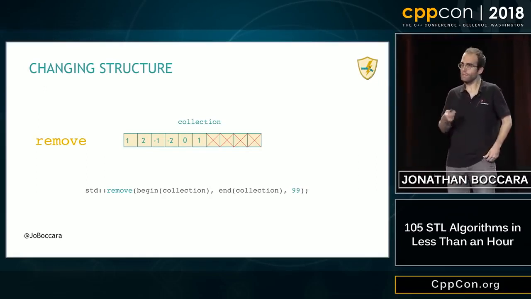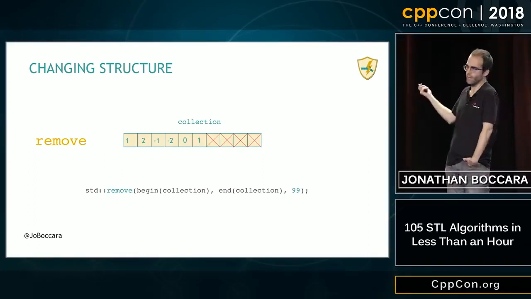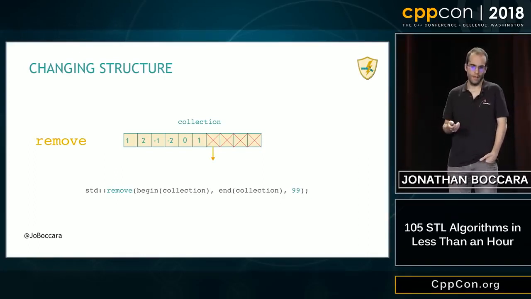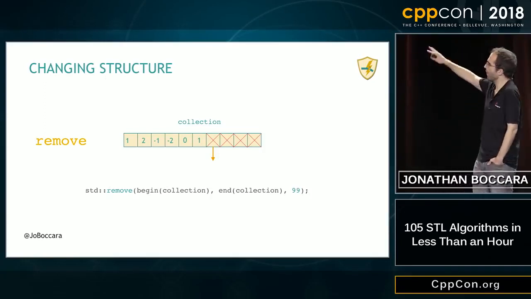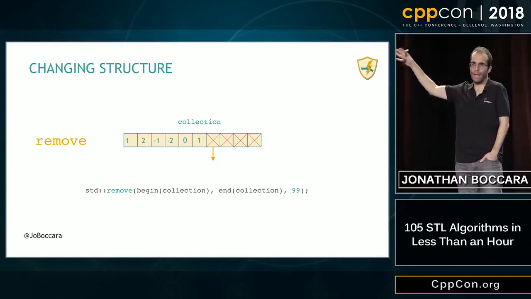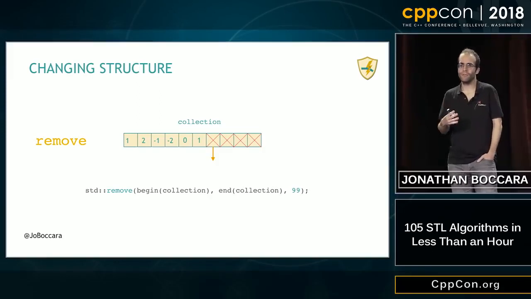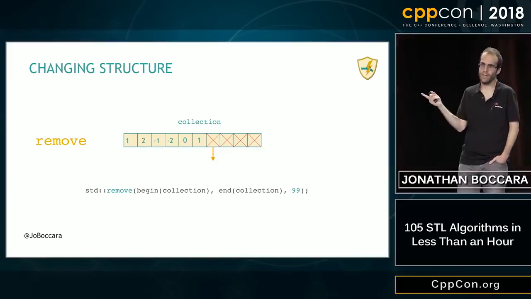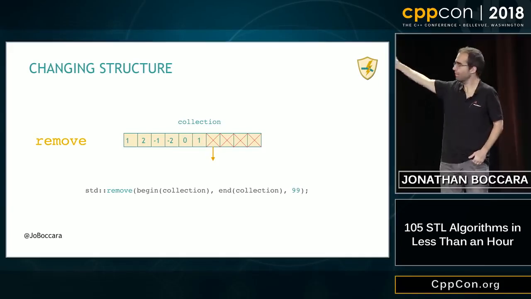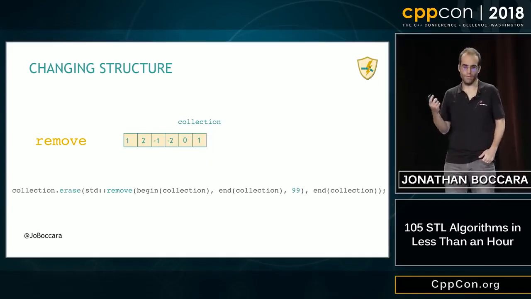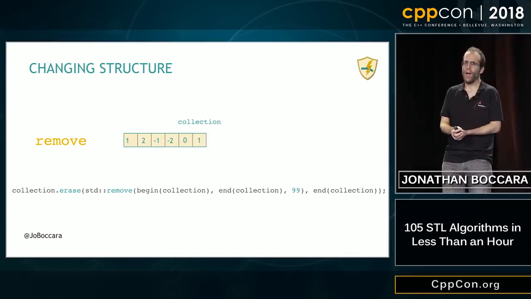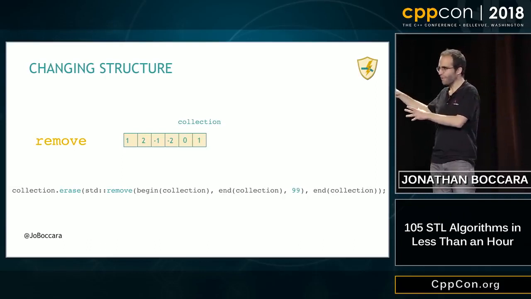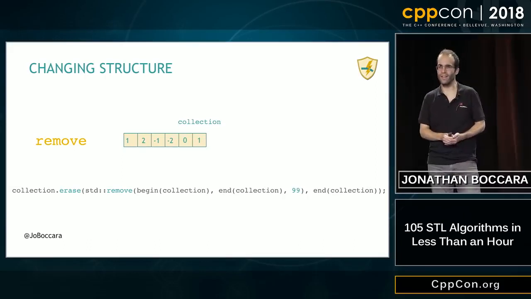And to actually remove those elements from, say, a vector, we have to call a method on the container, like erase on a vector. We'd like to erase all the elements that are crossed out. And to do that, remove returns an iterator that points to the first element that's here crossed out. So we have to erase between what remove returns and the end, which is quite a mouthful of code to remove the 99 in the collection, isn't it?